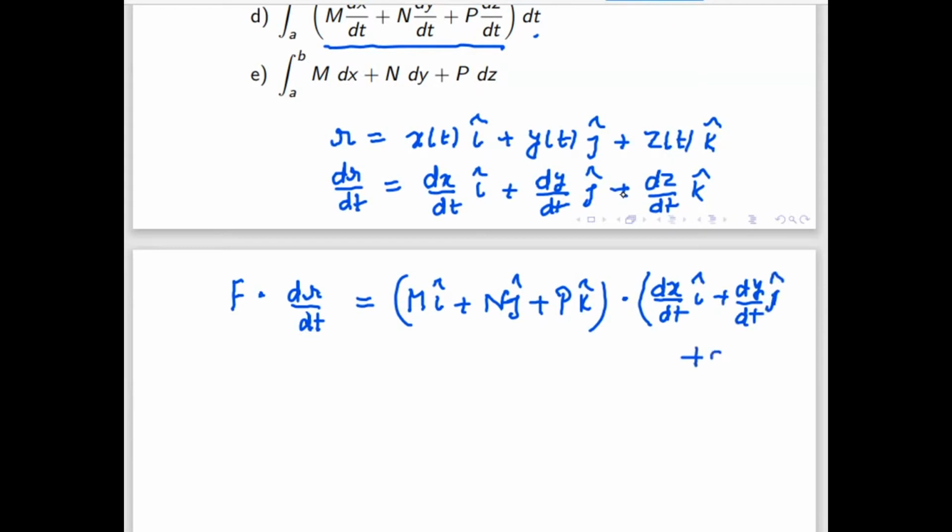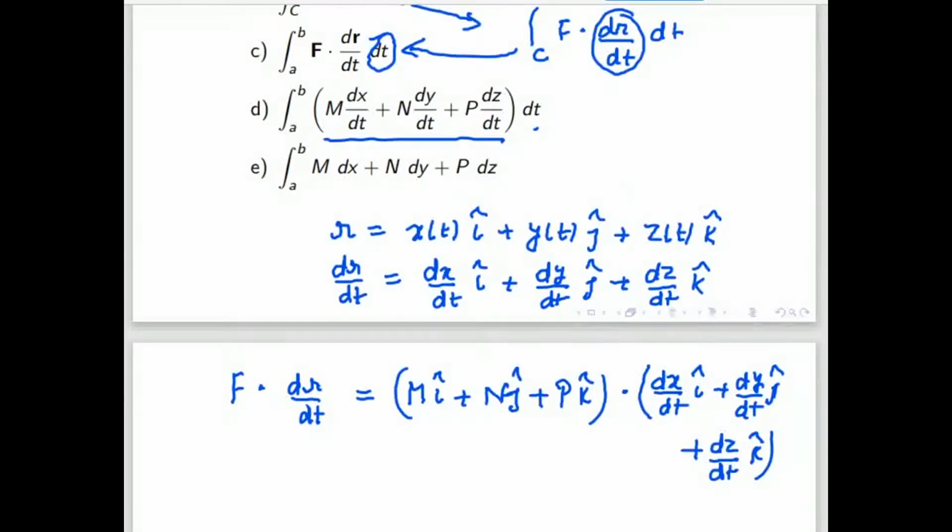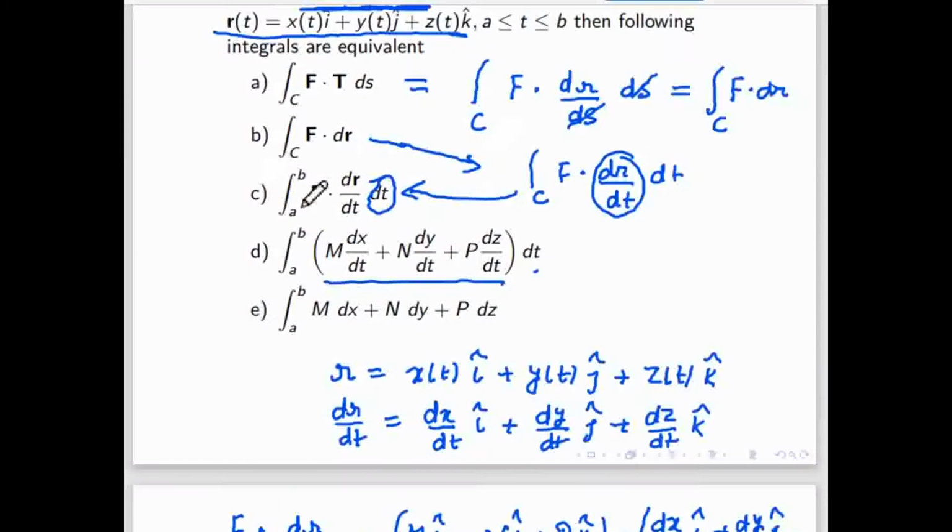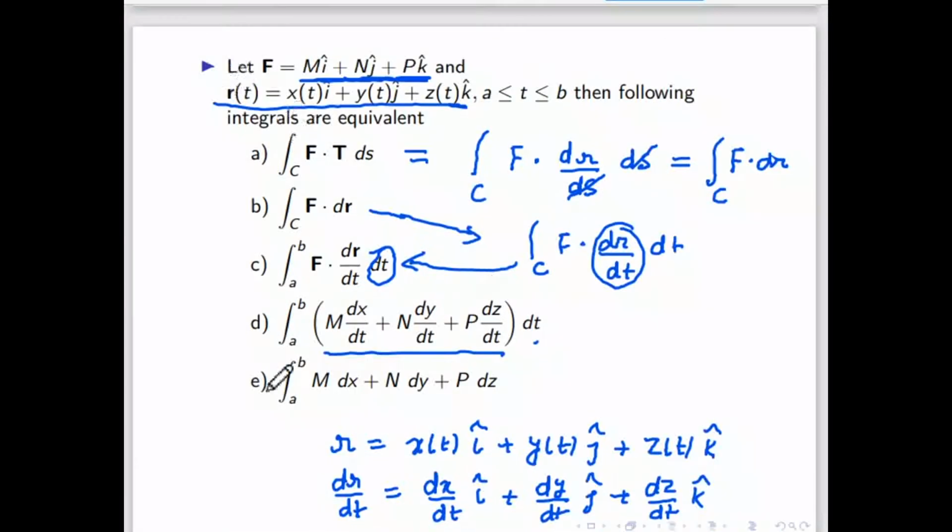J cap plus dz by dt k cap. So if you take the dot product, you will get exactly m dx/dt plus n dy/dt plus p dz/dt into dt. So a, b, c, d all are equal, and if you just take dt common, dt will cancel out, you will get the part e. That means for finding the line integral, all have the same value, or all are equivalent.